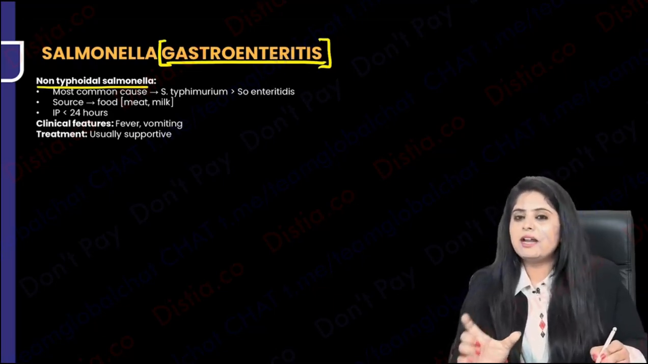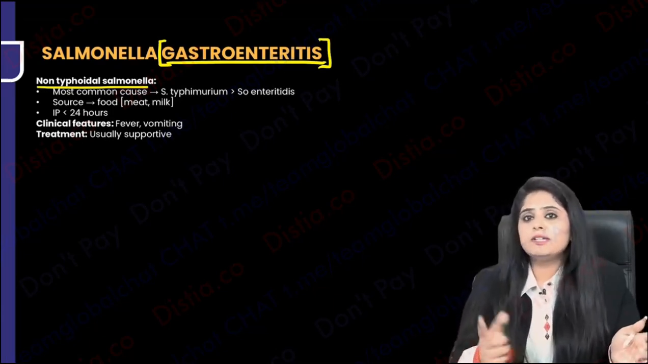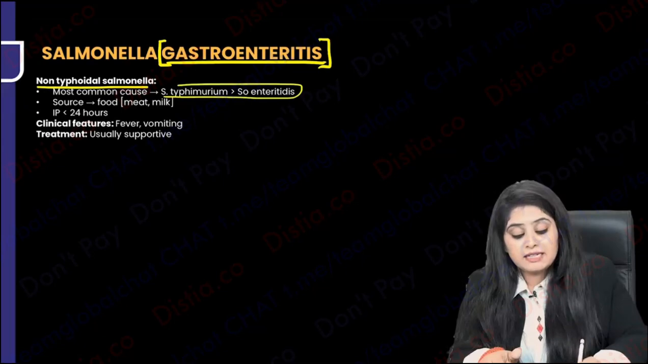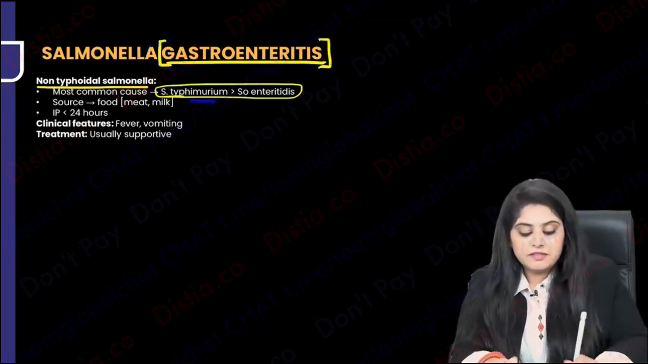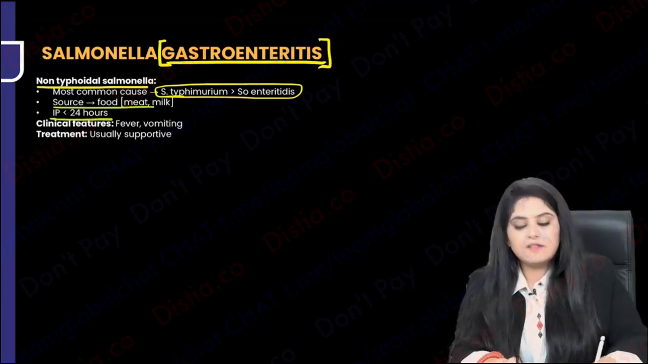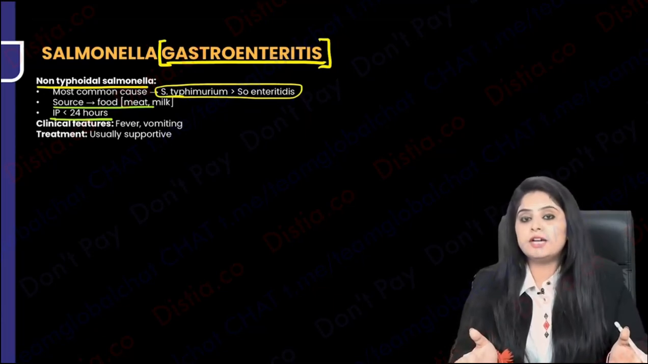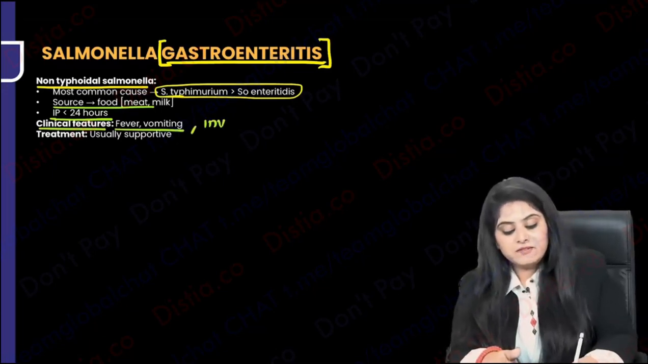So you'll say, ma'am, gastroenteritis is telling me that it is causing something like enteric fever. But you said it is not caused by Salmonella typhi. What is it caused by? It is caused by Typhimurium or enteritidis. So remember, gastroenteritis is caused by either Typhimurium or enteritidis, and of course this is also going to have a source of food contamination, meat, milk, and a short incubation period of 1 day, right? So this is going to have fever, vomiting, and for that matter, invasive diarrhea can also occur, and the treatment is usually supportive.